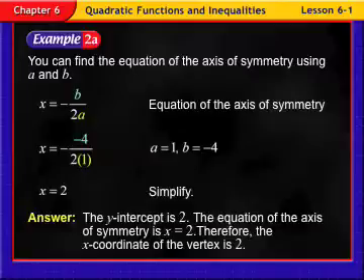So now we can notice that the y-intercept is 2, the equation of the axis of symmetry is x equals 2, therefore the x-coordinate of the vertex is 2. Remember that axis of symmetry crosses the parabola at the vertex.